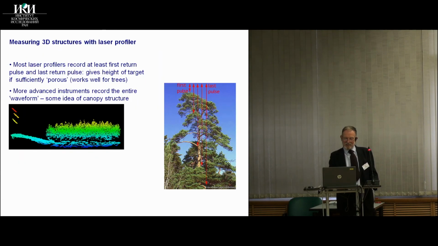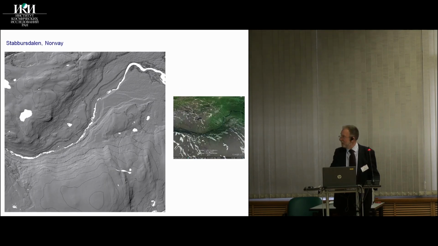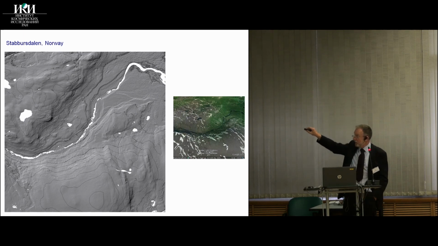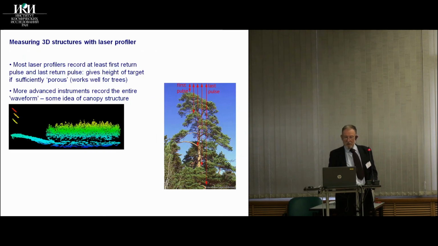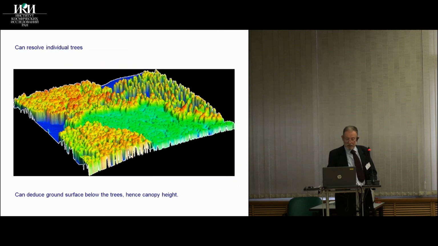In that case, let me just quickly show an example of visualized terrain from this kind of instrument. We see terrain, we can actually see vegetation in it. We can measure three-dimensional structure from laser profilers because we measure the time of first pulse and last pulse, so we learn about the canopy.